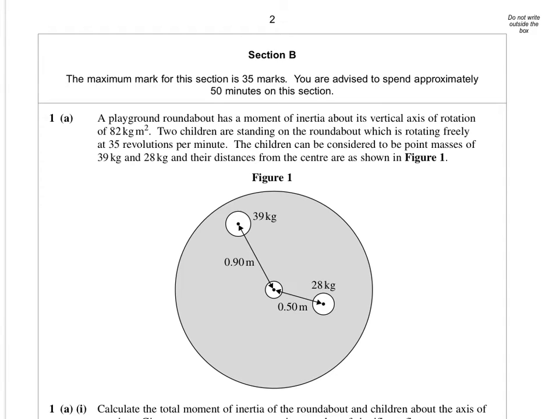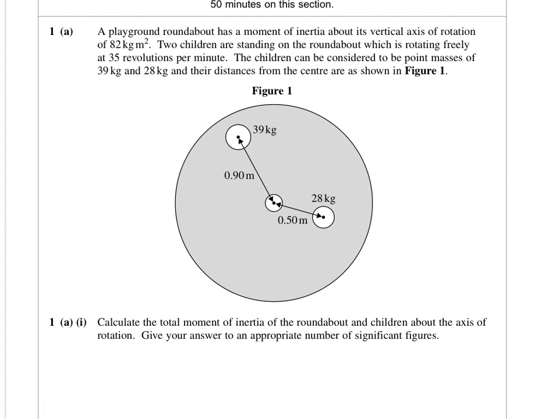Alright, so in this video I'm going to be looking at the applied physics section of the Unit 5 exam in June 2010. Alright, so let's make a start. So we've got a playground roundabout that has a moment of inertia about its vertical axis of rotation of 82 kg m², we've got two children on it, and it's going at 35 revolutions per minute.